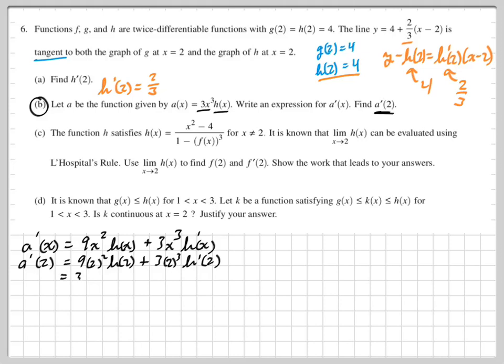2 squared is 4, so we're going to have 36 times 4. So we go 2 squared, we get 4 times 9 is 36. h of 2 is 4, given to us up there, and so we write 4 again. 3 times 2 to the third power. 2 to the third power is 8 times 3 is 24. And then we have h prime of 2, 2 over 3.